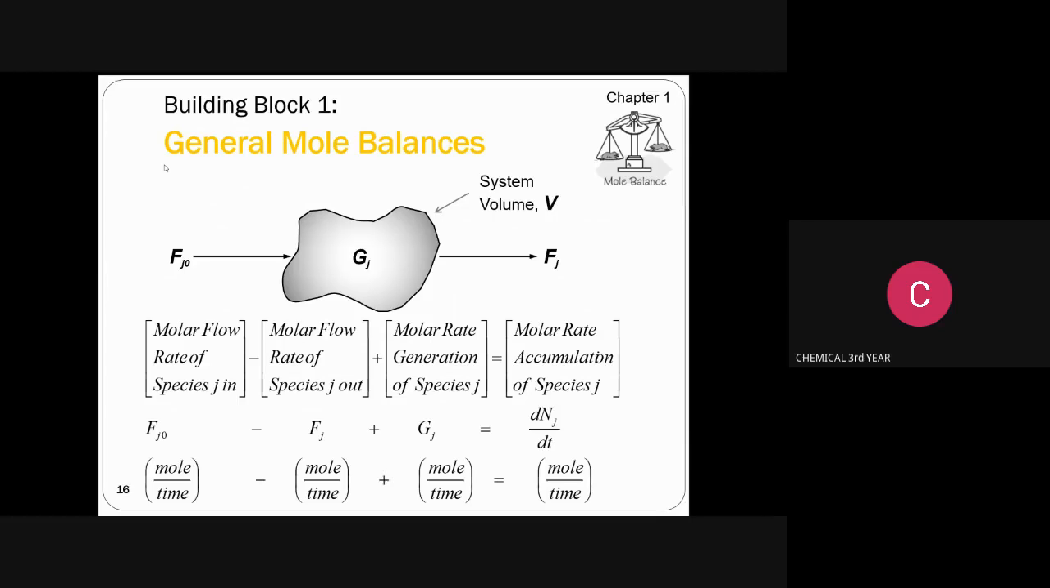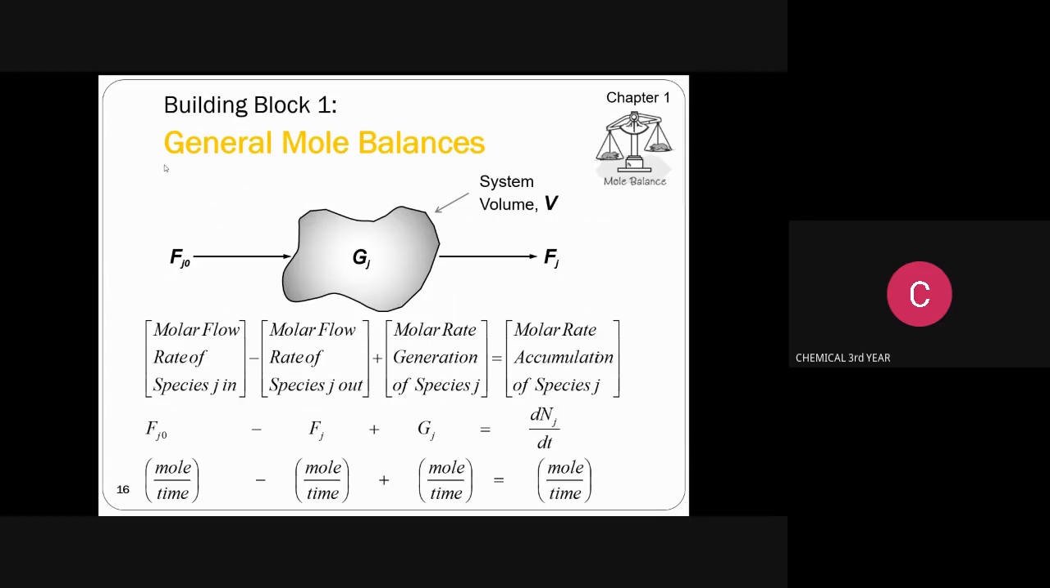mathematically, through derivation. For that, the molar flow rate of species J in is known as F J naught. Okay, you guys have to understand these equations do not come from the sky. Okay, these are taken from our previous diagram only. The molar flow rate of species J out is known as F J, and the molar rate of generation of species J is known as G J, which all equal the rate of accumulation, the molar rate of accumulation of species J, giving the final mole balance equation.